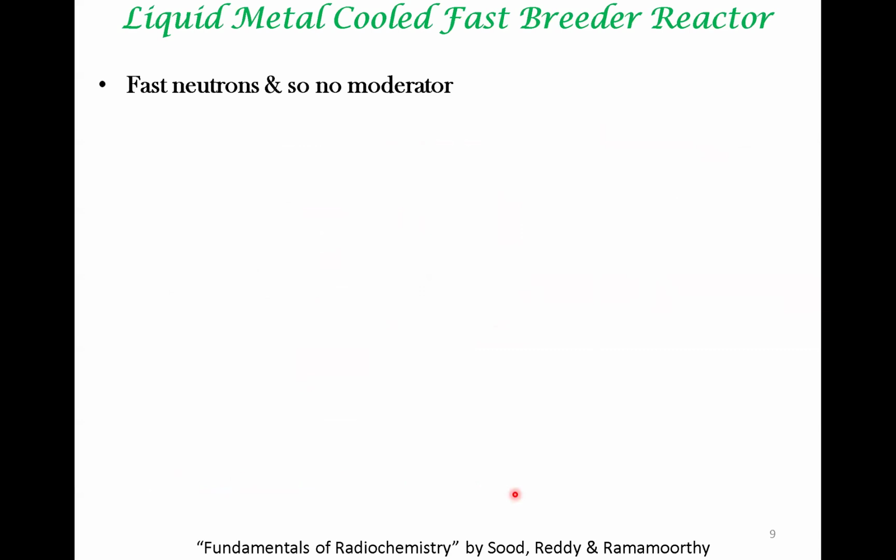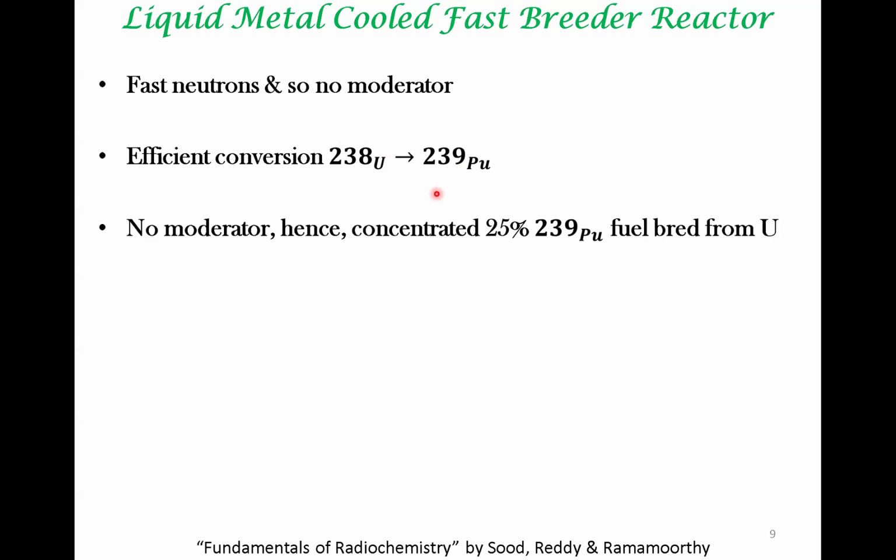To re-emphasize, if you have a fast reactor, that means you have fast neutrons because you do not have a moderator. This is useful for an efficient conversion of U-238 to plutonium fuel. Because there is no moderator, and because the cross-section with respect to fast neutrons is lesser than for thermal neutrons, you need to use a higher concentration of fuel. So you have 25% plutonium fuel, and this can be bred from U-238.